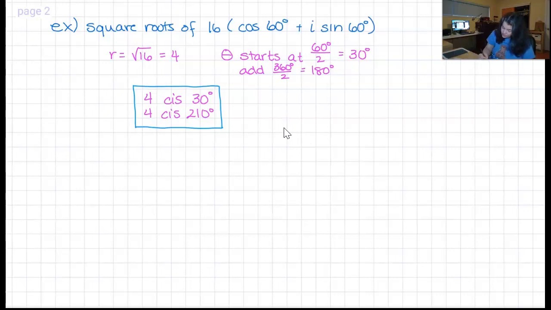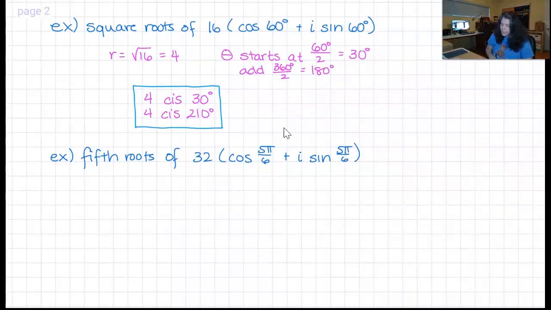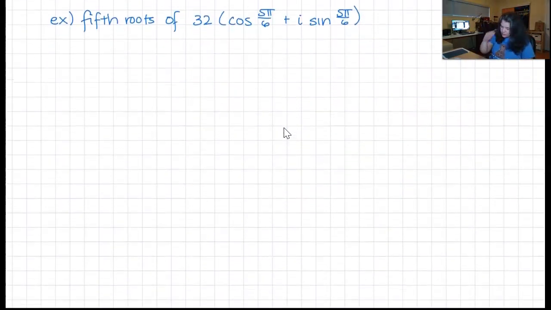Let's go ahead and do another example, one that's a little more involved. Let's find the 5th roots of 32 cosine 5 pi over 6 plus i sine 5 pi over 6. So let's go ahead and do that. For your homework, you're going to have several parts, so I'm going to do this problem as if it was your homework.